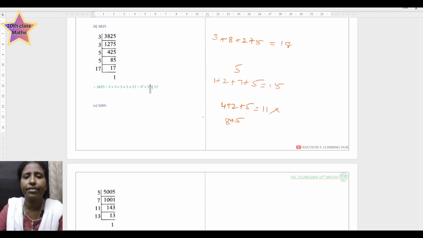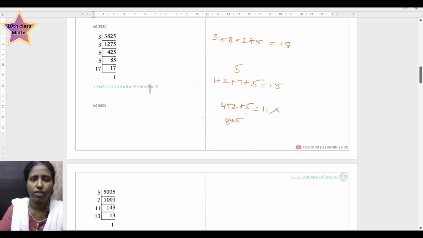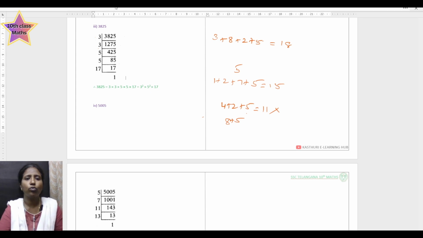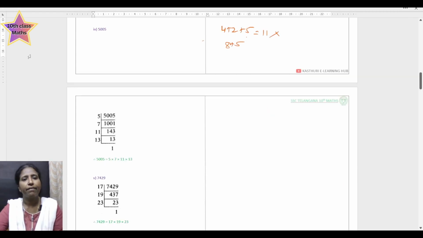Okay, so if we write the prime factors of 3825, how will you write the prime factors of 3825? 3825 is equal to 3 into 3 into 5 into 5 into 17. 3 into 3, we'll write it as 3 square. 5 into 5, we'll write it as 5 square. Yeah, into 17. Okay, we move on to the next sum, 5005.